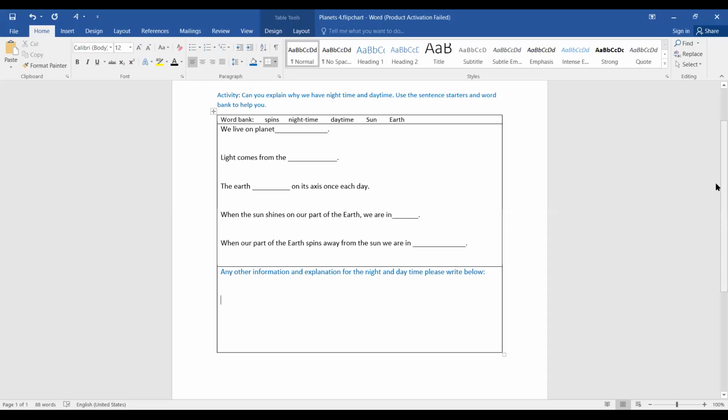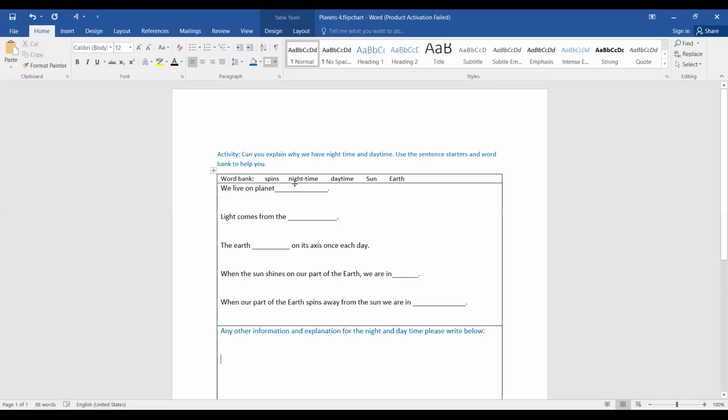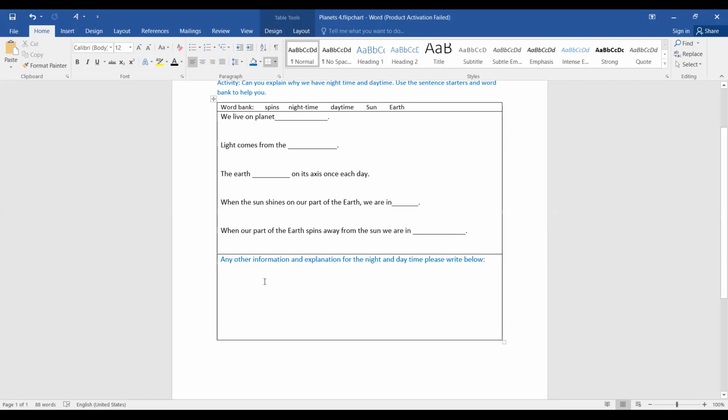So this is your worksheet here. What I want you to do is finish off the sentences using the word bank above to explain why we have nighttime and daytime. What I would like you then to do is, in this box below, it says any other information and explanations for night and daytime, please write below. So any other facts that you can think of, anything else that you learned from watching the video, which I will be attaching to the assignment, any further explanation sentences for you to go into more detail, you can write in this section here. Now, most of you, I will be expecting some information to go into this box.